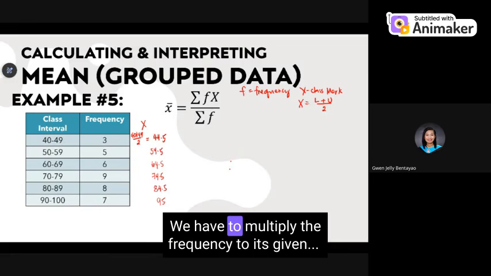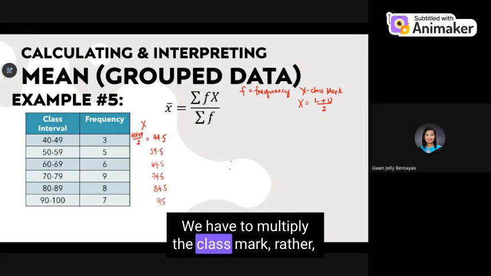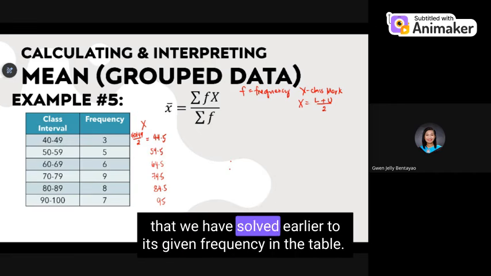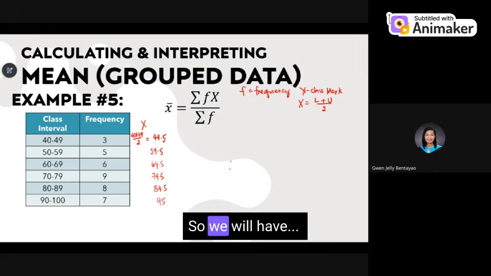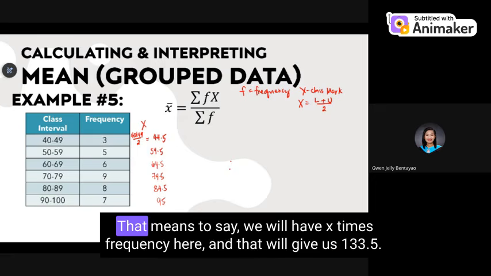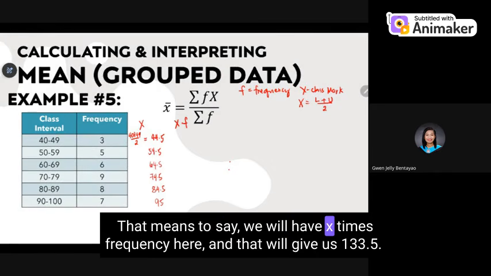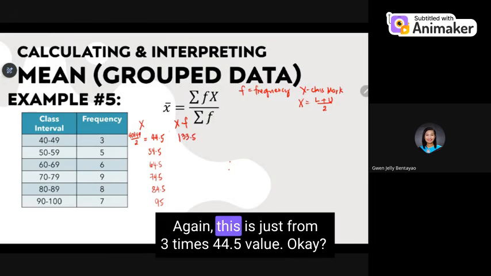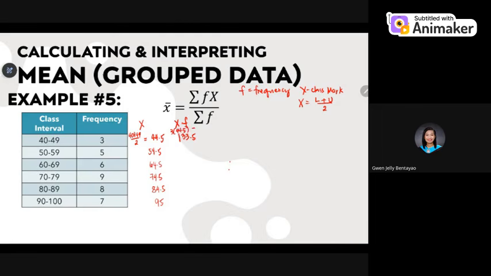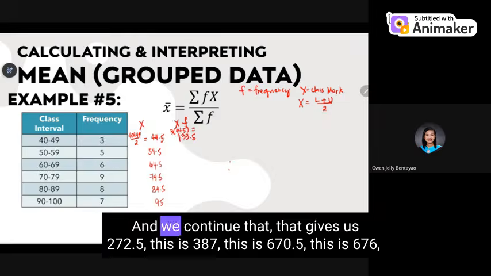We have to multiply the frequency, the class mark rather that we have solved earlier, to its given frequency in the table. So we will have x times frequency here. And that would give us 133.5. Again, this is just from 3 times 44.5 value. Okay, and we continue that.